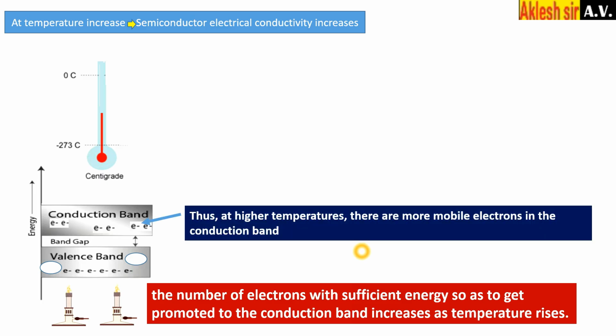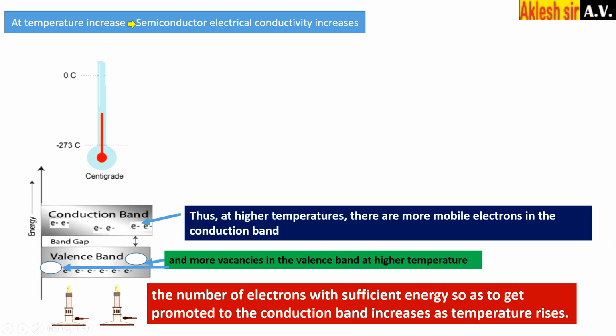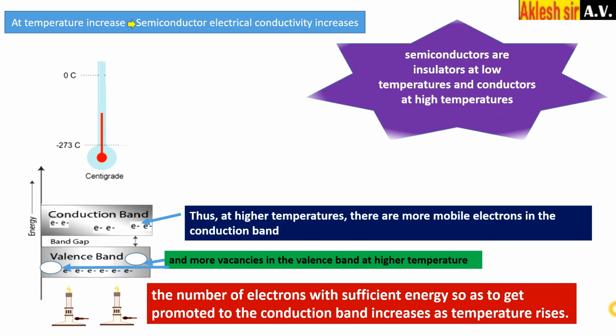Thus at high temperature there are more mobile electrons in the conduction band, and more vacancies are created in the valence band. So at high temperature vacancies are created and a large number of mobile electrons are created in the conduction band. So semiconductors are insulators at what? Low temperature, and behave like a conductor at very high temperature.